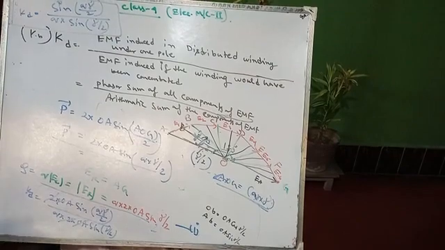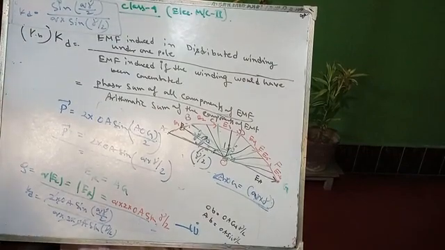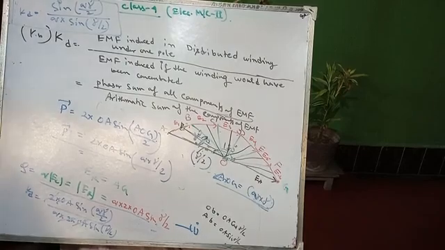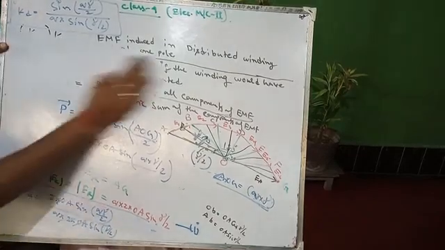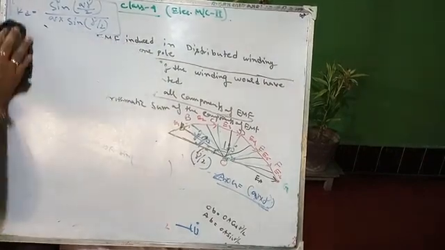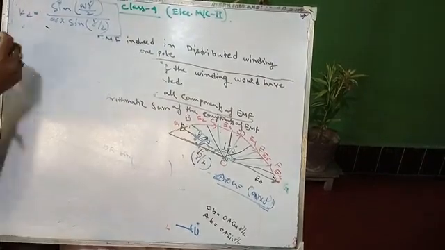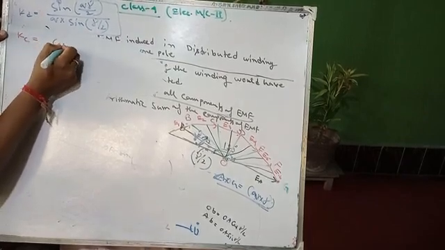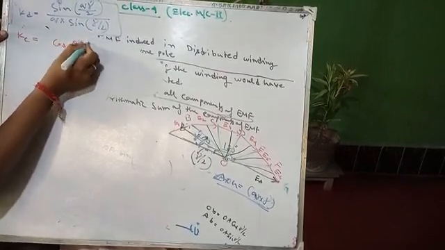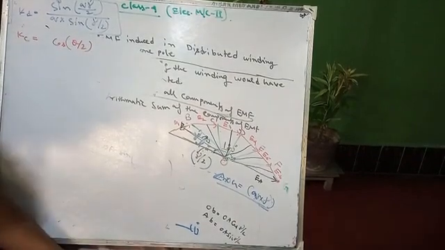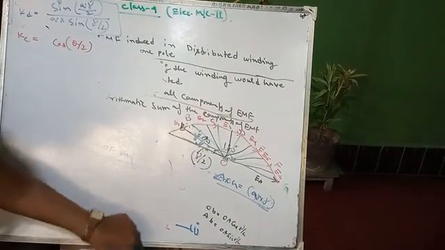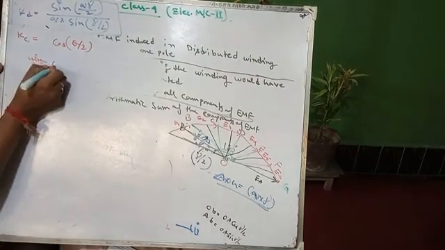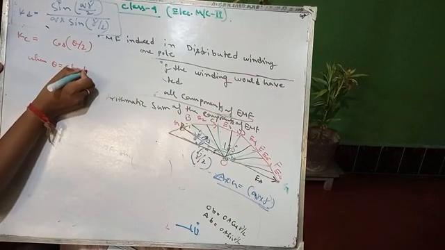So here we have two formulae. The first one, last day I discussed, the coil span factor, and today I have discussed the distribution factor. So by summary we have Kc equals cos theta by 2, where theta equals the chording angle.